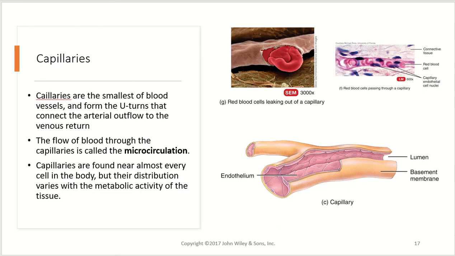So next, in the order of things, we have our capillaries. These are the smallest of our blood vessels, and they form a kind of U-turn that is basically responsible for connecting the arterial outflow to the venous return. This is where blood is flowing from the arteries back to the veins. The flow of blood through the capillaries is called microcirculation, and capillaries are found near almost every cell in the body. But their distribution is going to vary based on tissue type and metabolic activity.